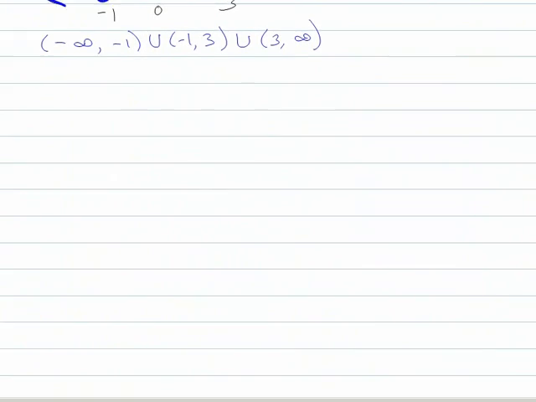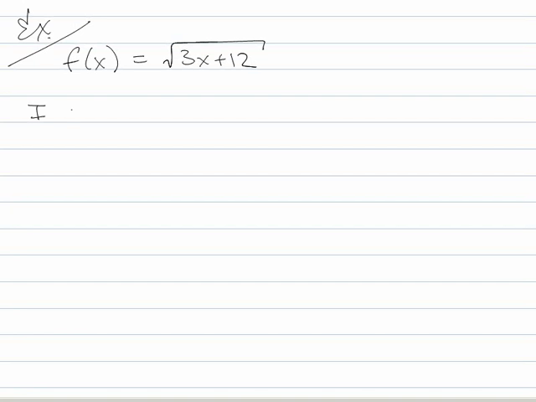Alrighty, let's try another one. Let's try f of x is equal to square root of 3x plus 12. All right, so what do we say about square roots? For square roots, I only want to take the square root.